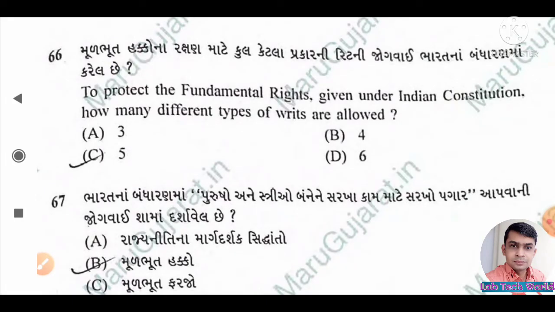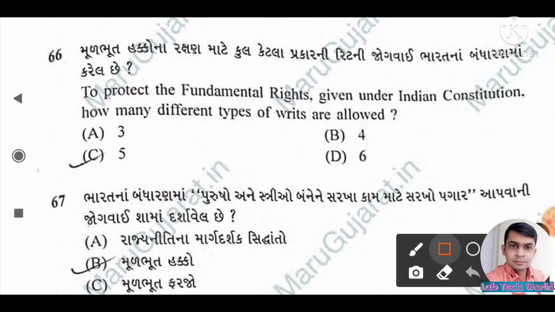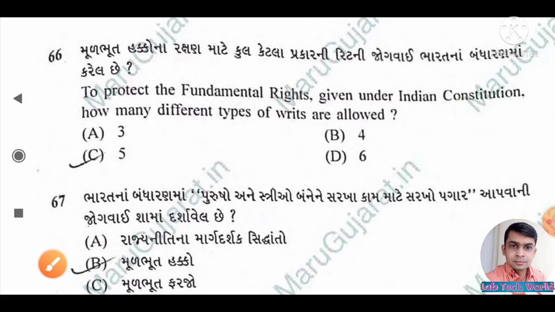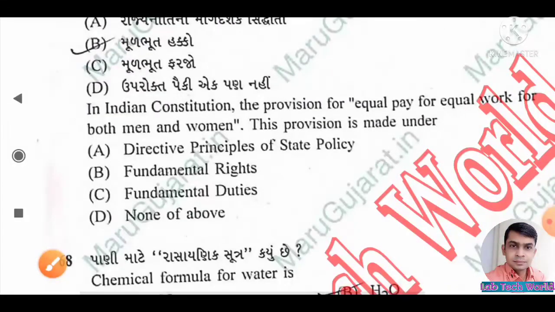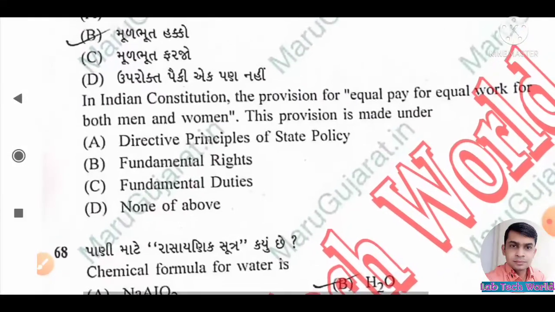Question number 66. To protect the fundamental rights given under the Indian Constitution, how many different types of writs are allowed? Options: A, 3; B, 4; C, 5; D, 6. The correct answer is that there are 5 types of writs allowed to protect fundamental rights given under the Indian Constitution. So option C, 5, is the correct answer. Move to the next question, number 67.